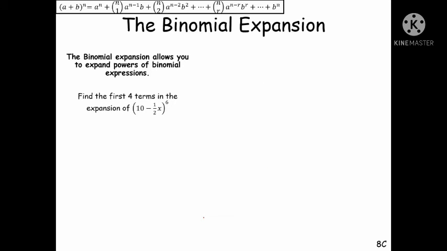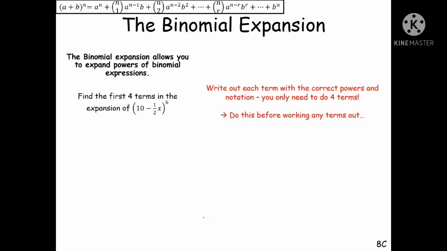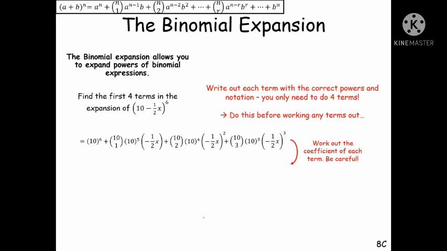Here's another find the first 4 terms, but find the first 4 terms in the expansion of (10 minus 1/2 x) to the power of 6. Okay, so it's the same again, but this time we've just now got minus 1/2. Doesn't make a difference, just do the same principle, the same thing over and over.